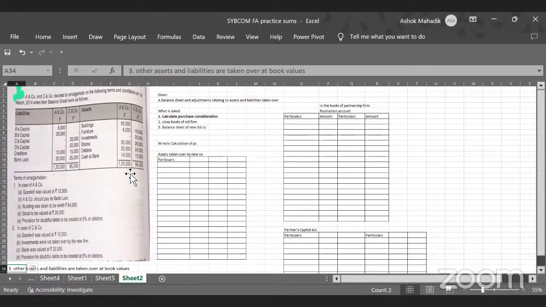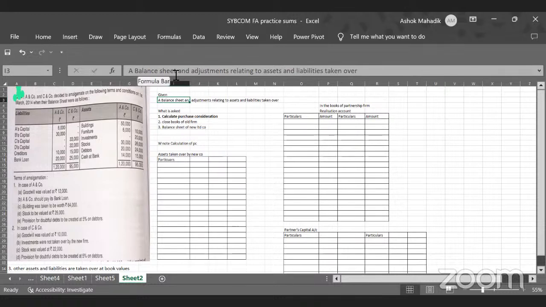Well, students, let me tell you, in case of amalgamation, they will give you balance sheets of two different companies. What is amalgamation? When two companies come together and form a new company, it's called amalgamation. Sometimes they will give you the name of the new company, or sometimes we just have to write new firm. That's it. Now let us see what will be given in the sum.